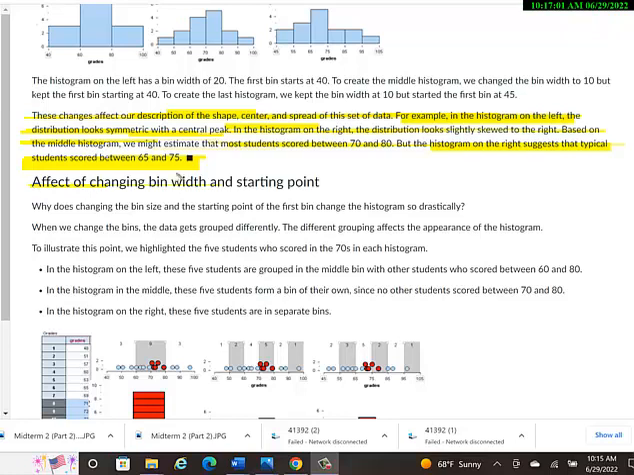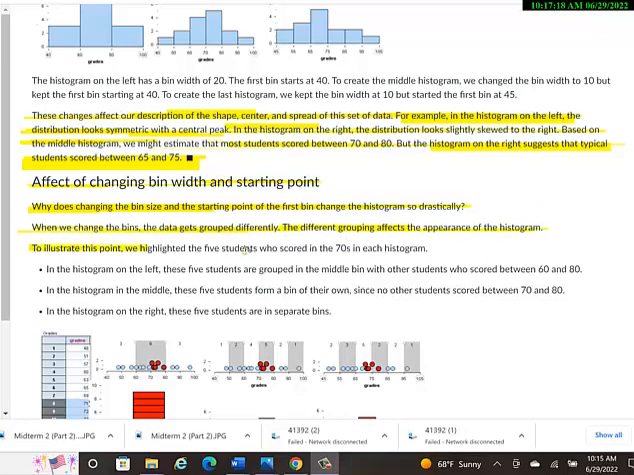The effect of changing bin width and starting point. So those are what we described above. Why does changing the bin size and the starting point of the first bin change the histogram so drastically? When we change the bins, the data gets grouped differently. The different grouping affects the appearance of the histogram.